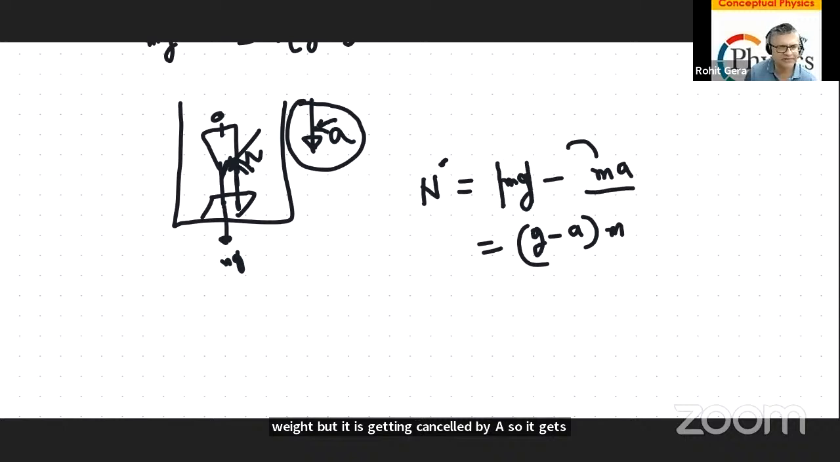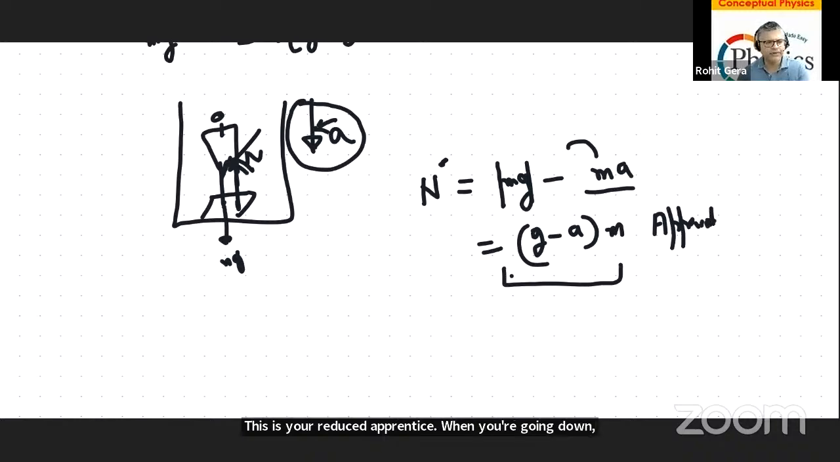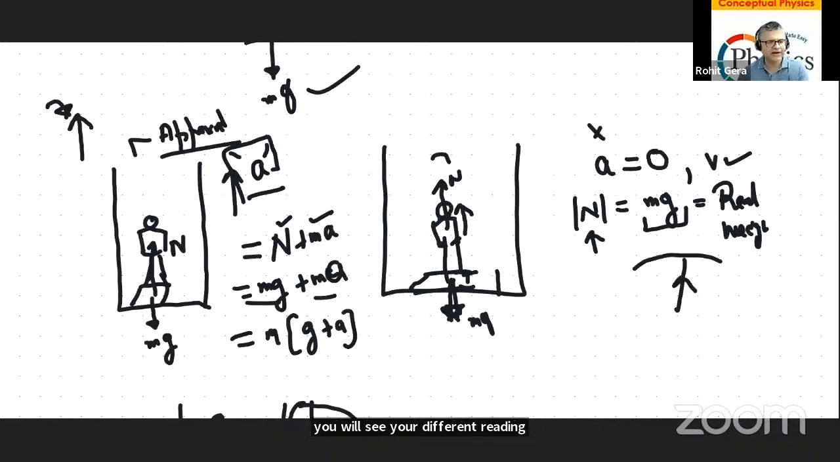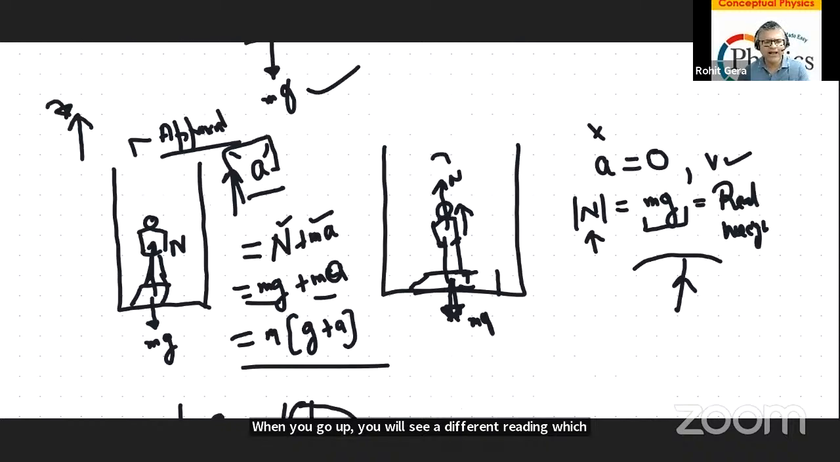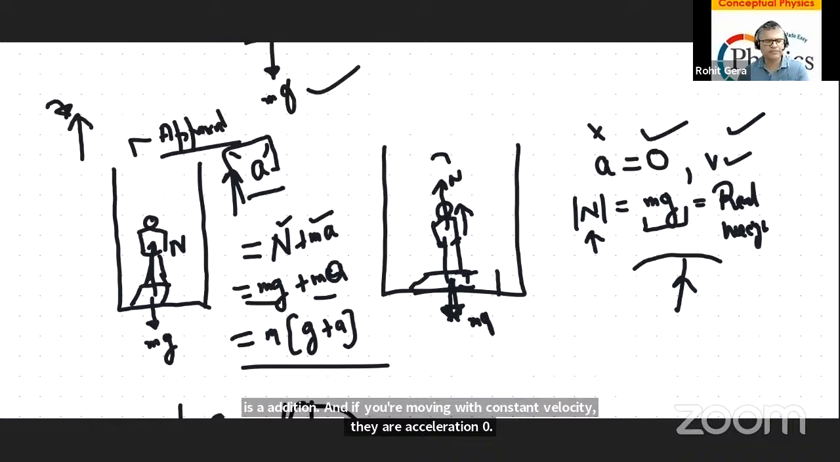If you're going down with an acceleration, you will feel lighter. If you go up very fast accelerating, you will feel heavier. This is your reduced apparent weight. When you're going down, you will see a different reading. When you go up, you will see a different reading, which is an addition. And if you're moving with constant velocity or acceleration 0, you will get N is equal to mg.